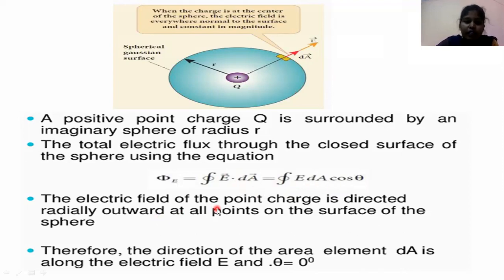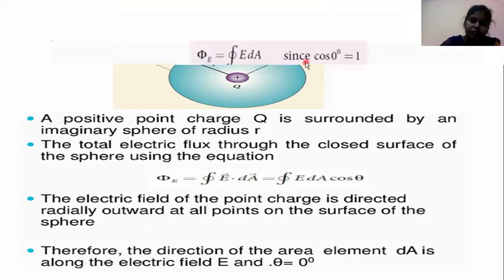Now the electric field of the point charge is directed radially outward at all points on the surface of the sphere. Whenever there is a charge, the field spreads out radially outward into the space around it. So the electric field of the point charge is directed radially outward. Therefore the direction of the area element dA is along the electric field. So let's say E is in this direction.